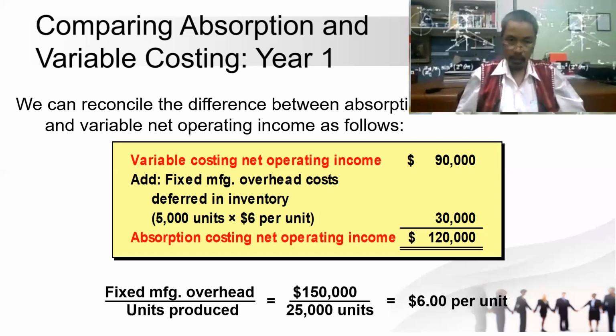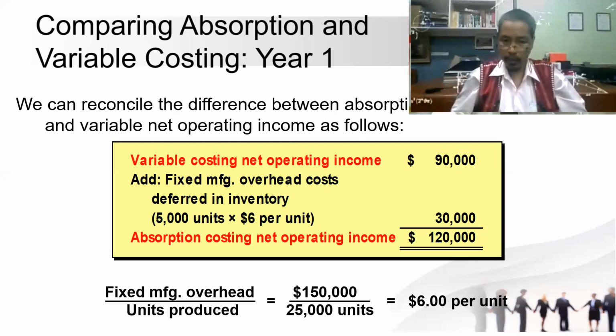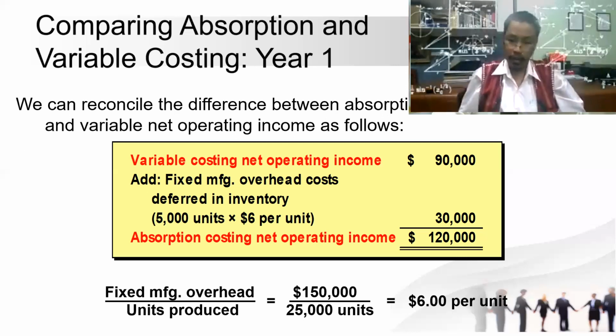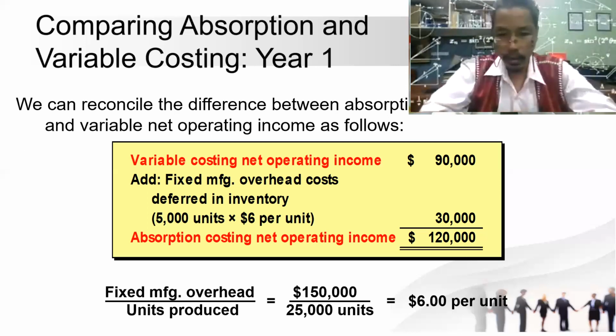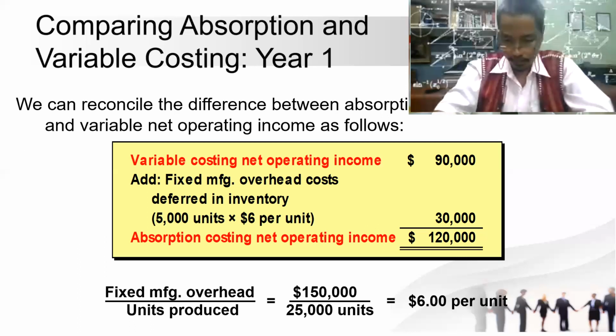Fixed manufacturing overhead, we have 150,000, and how many units are produced? 25,000. So $150,000 divided by 25,000 units, that would be equal to $6 per unit. That is for the first year.